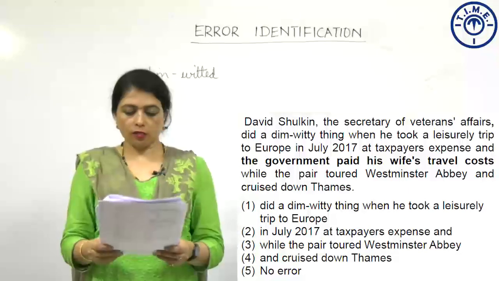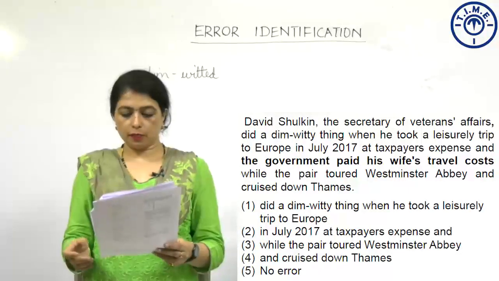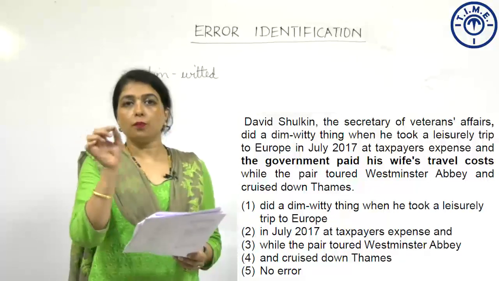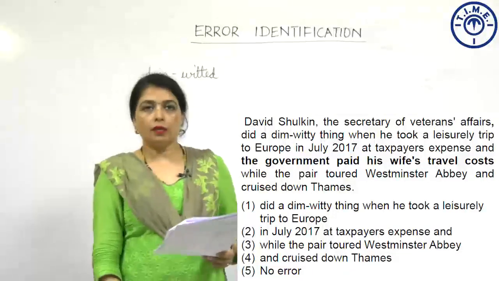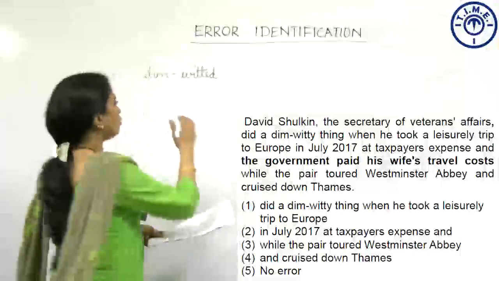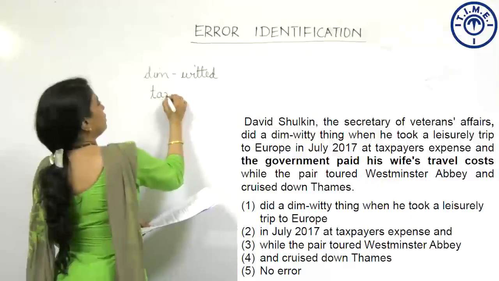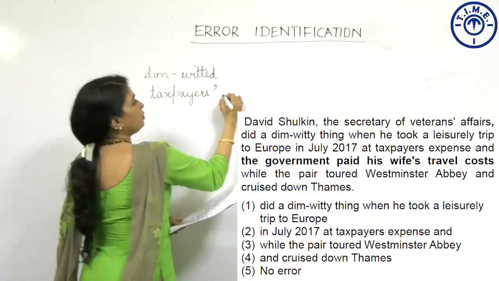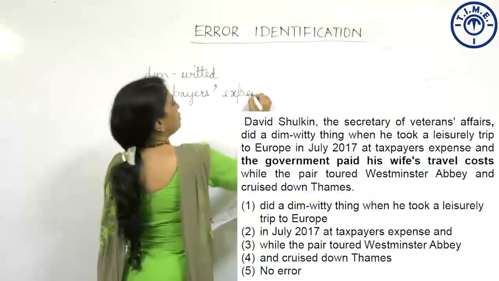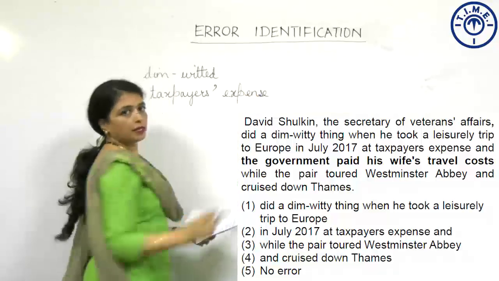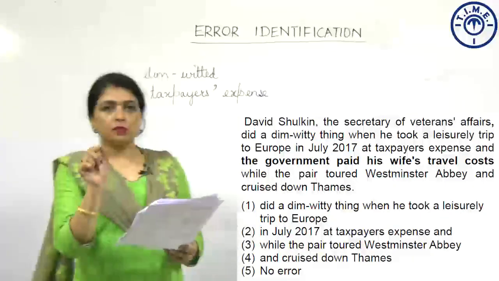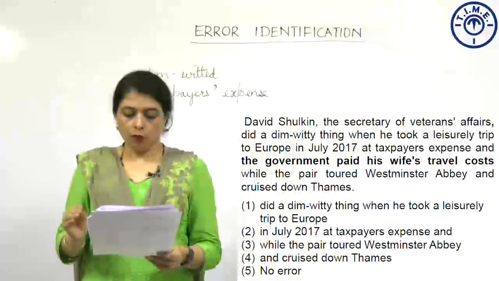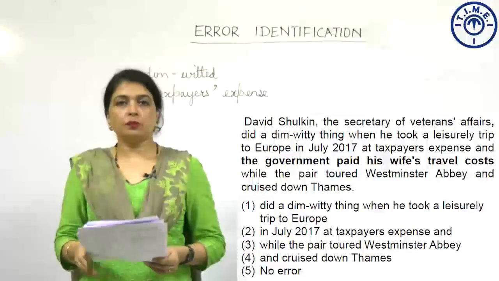In July 2017 at taxpayers' expense. Now, in the word taxpayers, the apostrophe has been omitted. It should be taxpayers followed by an apostrophe. Taxpayers' expense. So, that means at the expense of taxpayers, and in the absence of the apostrophe, the sentence gets grammatically incorrect. While the pair toured Westminster Abbey.